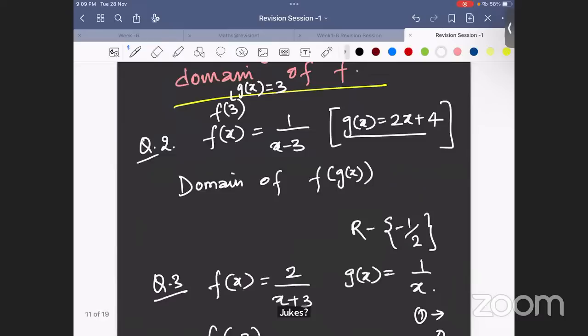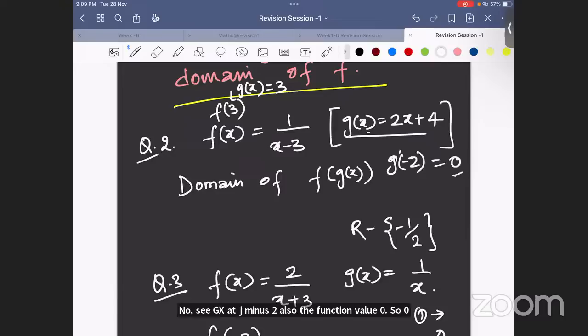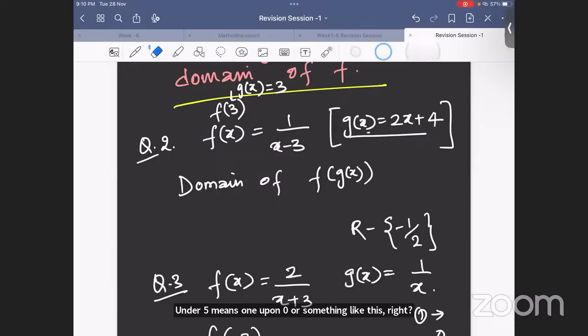First tell me, what are the values of x where this function is not defined? 2x plus 4. Are you able to think of any value of x where the function g(x) is not defined? No, sir. So from the first condition, there is no value of x. See, at g(minus 2) also the function value is 0. So 0 is a defined number, right? Undefined means something like 1 upon 0, right? So you can take minus 2. At minus 2, the function value is 0. That doesn't matter to us, right? So this is defined at all values. So the domain for g(x) is R.